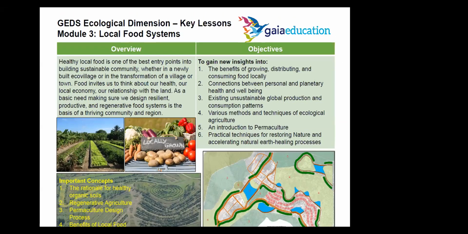So welcome everyone to the third live session of this JED's ecological dimension. The main theme that we want to carry on with from the previous two sessions is the continuation of the Earth systems and the importance of aligning whatever we do with agriculture to add value to the Earth system's restoration. So we're going to start looking at the rationale for healthy organic soils. We look at regenerative and permaculture design processes, the benefits of local food, and so on.